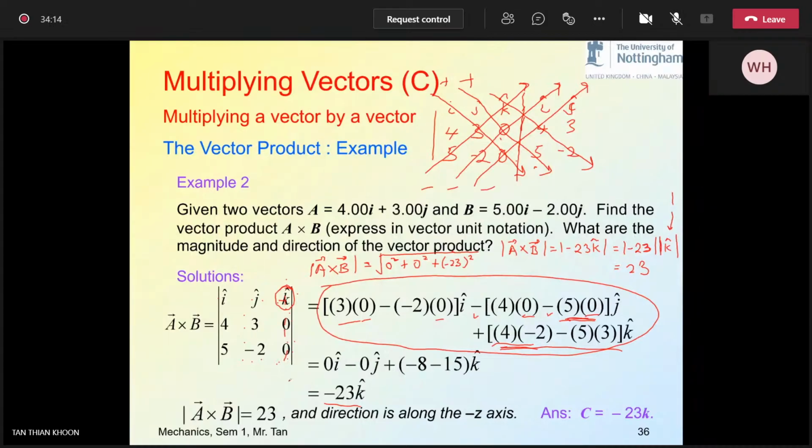So if you're using the Pythagoras theorem, the answer will come as positive 23. You see, this is power of 2, so you become positive, and then you square root it, so you get 23 as well. So when we're writing the answer, the negative here is describing the direction of the vector. Here the negative is the direction of their components.